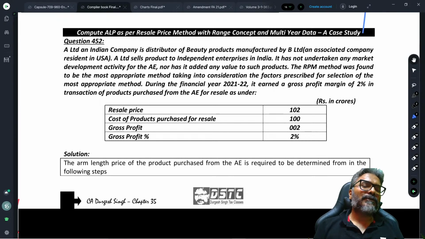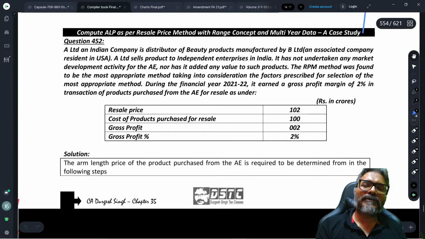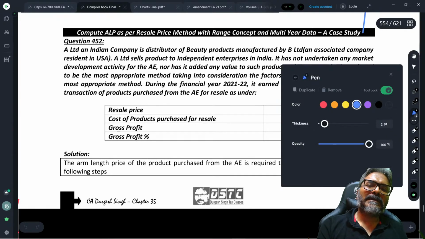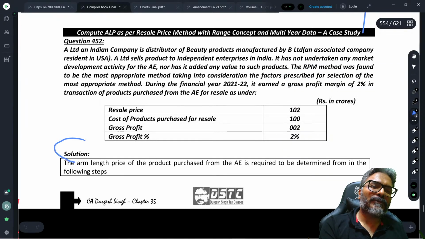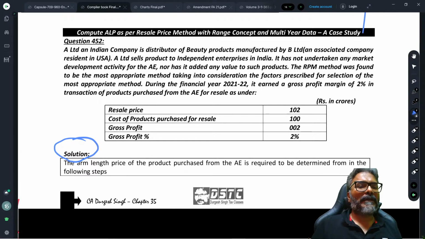Gross profit, students, is 2. Now the gross profit percentage is 2%. Can you see that? The gross profit percentage is 2% in this particular case. Now this is not a solution, by the way, students. I must tell you, many students will be wondering, sir, is this a solution? No, students, this is not a solution. This is actually a running question. So please consider this as a case of a running question, students. Don't consider this to be a solution.